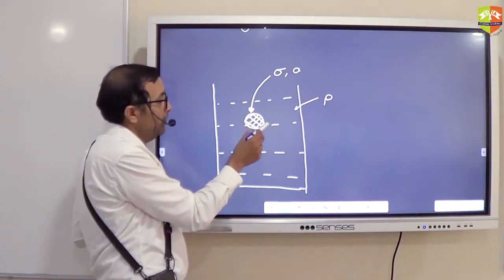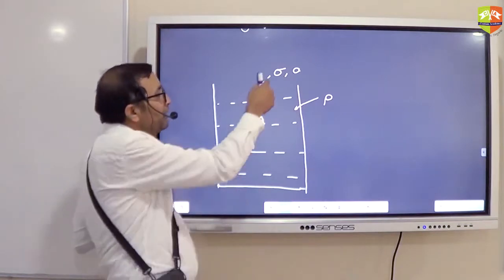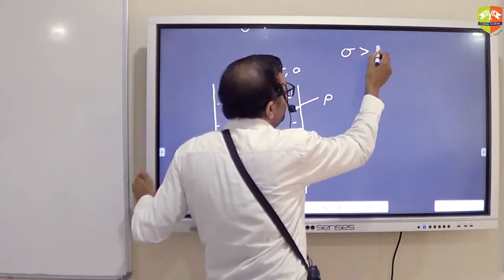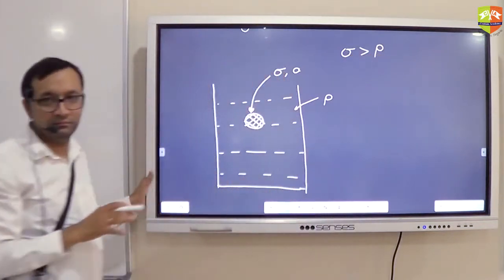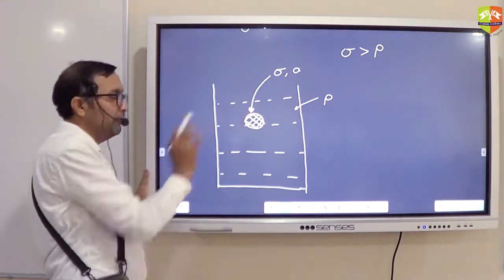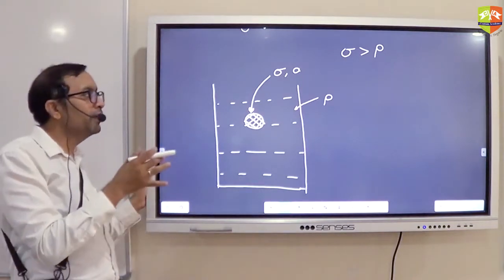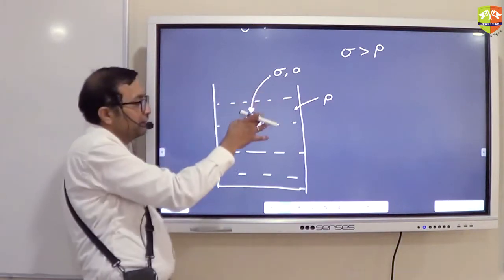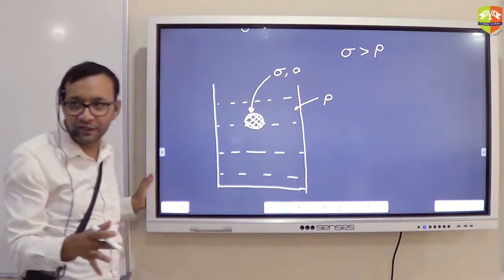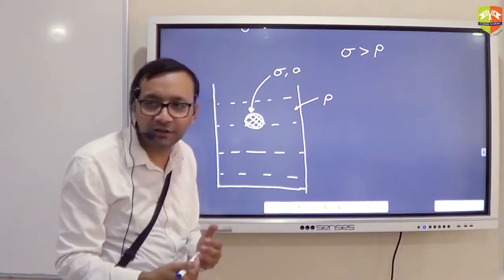Now this is sinking inside the liquid. If it is sinking, what should be the relation between sigma and rho? Sigma must be more than rho, otherwise it will float. It can displace a little bit of volume, whose mass will be equal to the mass of the object itself, and will float. Now if sigma is more than rho and you leave it from the surface, it will go down because of gravity, and the buoyant force is not sufficient to make it stop or decrease its velocity, so it will continuously increase its velocity.